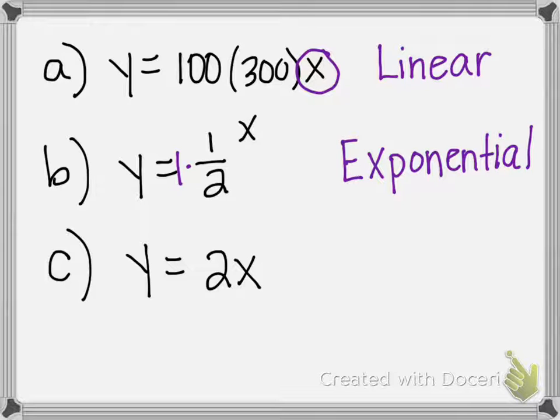And my c value, or my letter c, is going to be linear. That's a times x, so my slope is 2. So y equals 2 times x, so my slope is 2, and my y-intercept, you don't see it, so it's automatically 0.